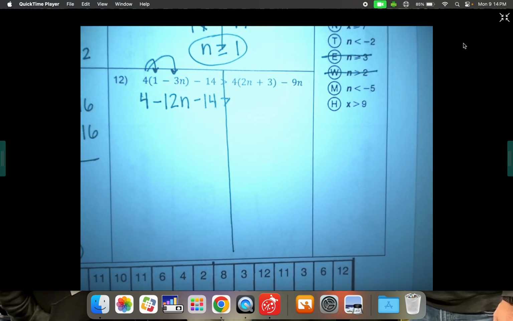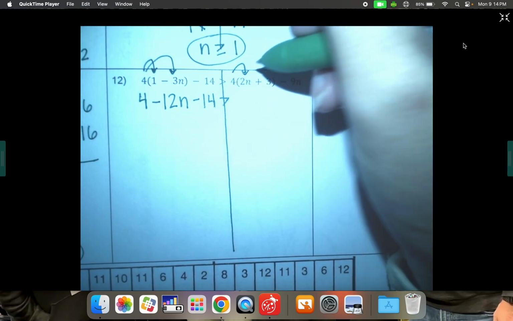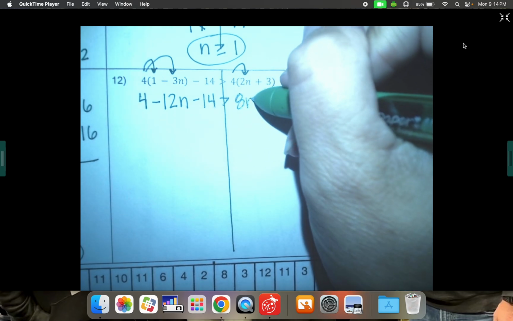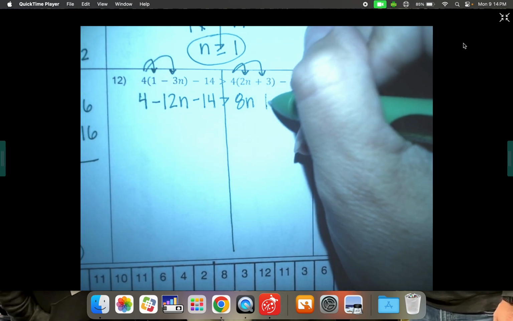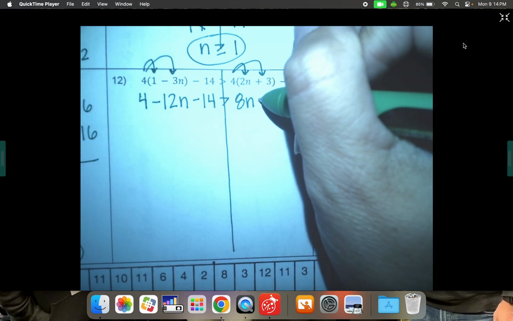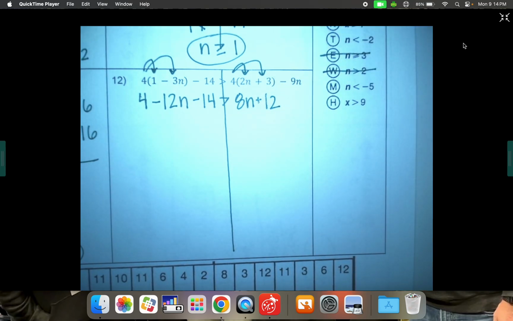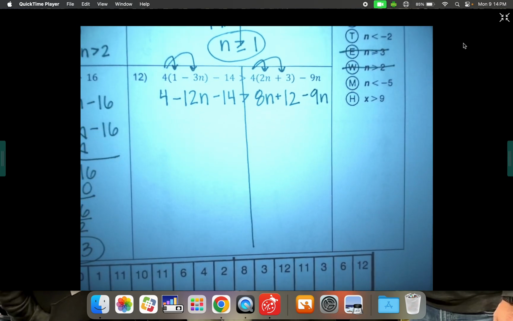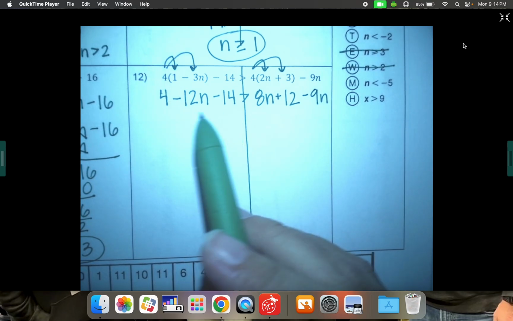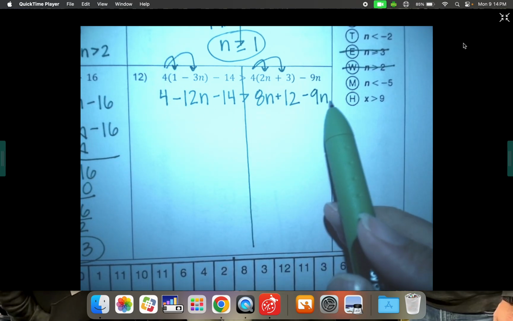We're also going to distribute on the right. 4 times 2n is 8n. 4 times 3 is 12. But because it's a positive 12, practice putting a plus in between. And then minus 9n. All right, we have like terms on the same side of the line. On actually both sides of the line.